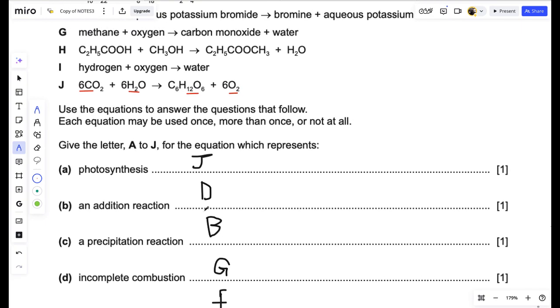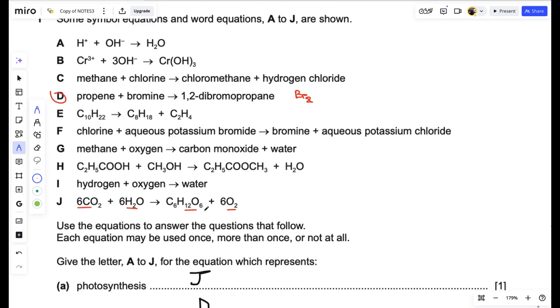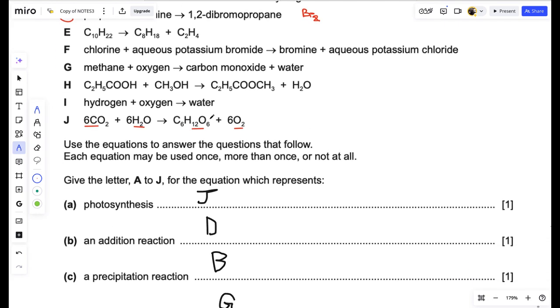Then a precipitation reaction. Which of the reactions is a precipitate? Of course, this one. You can see the ion reacts with hydroxide to form chromium hydroxide. So a precipitate is formed in case of B. A white precipitate is formed in the case of B, the second one. So this is a precipitation reaction.